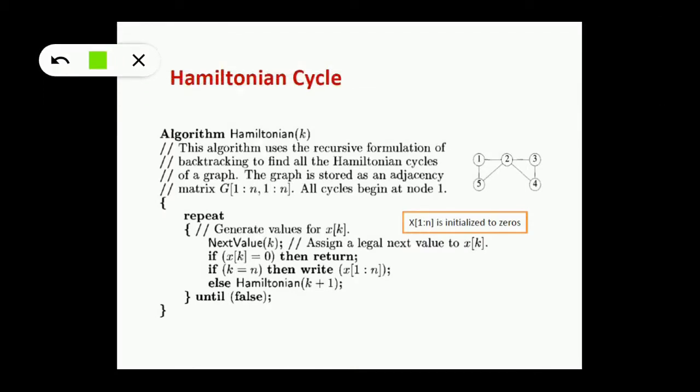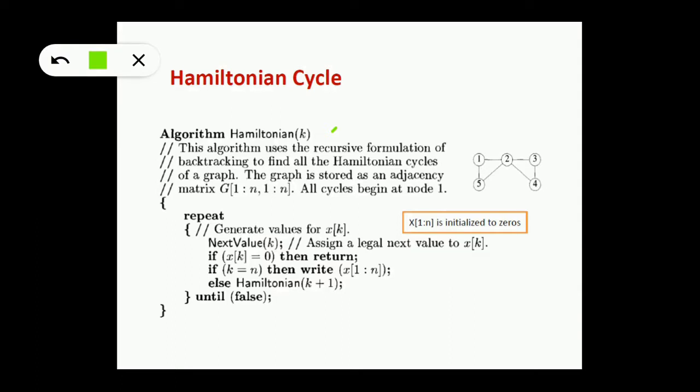So now let us look into the algorithm to find a Hamiltonian cycle. We have two parts to this algorithm. The first one is Hamiltonian of k, and the next part is the other algorithm to find the next value. This Hamiltonian of k is a recursive formulation of backtracking to find all Hamiltonian cycles of the graph. The input to this algorithm is the adjacency matrix of the graph.